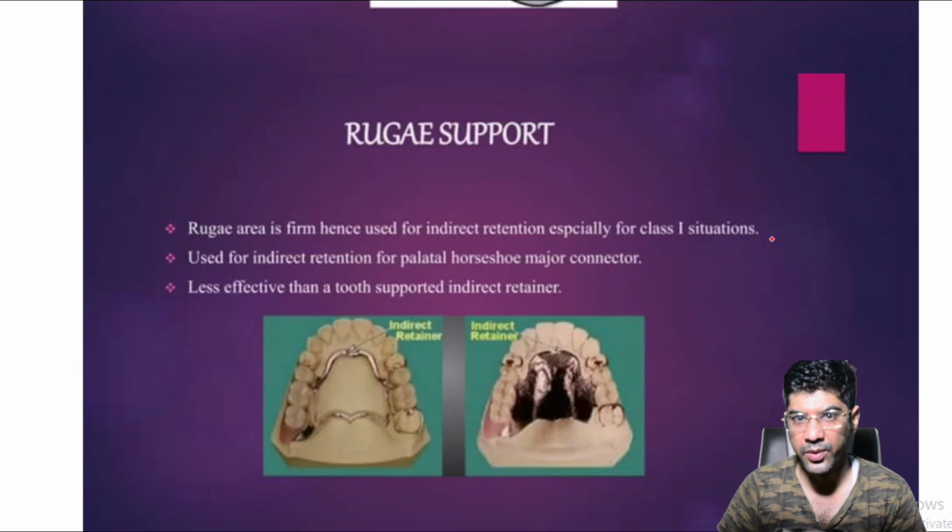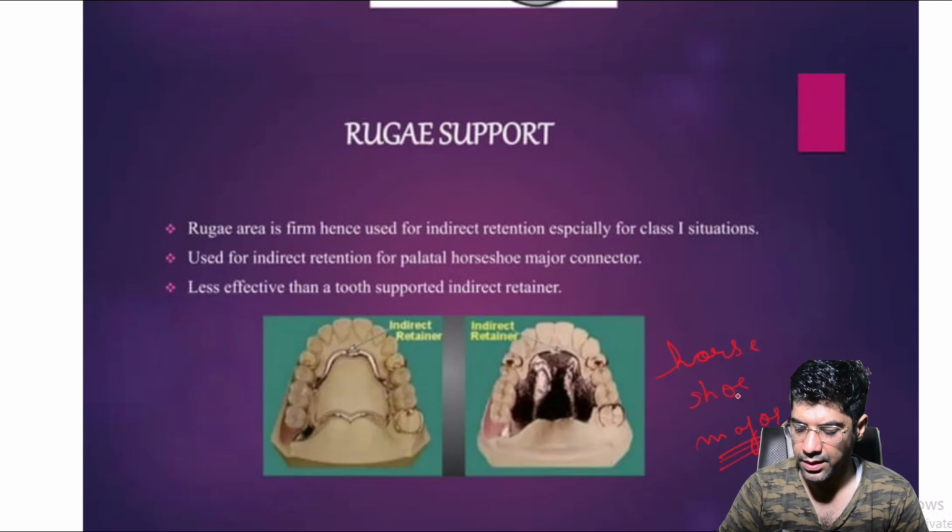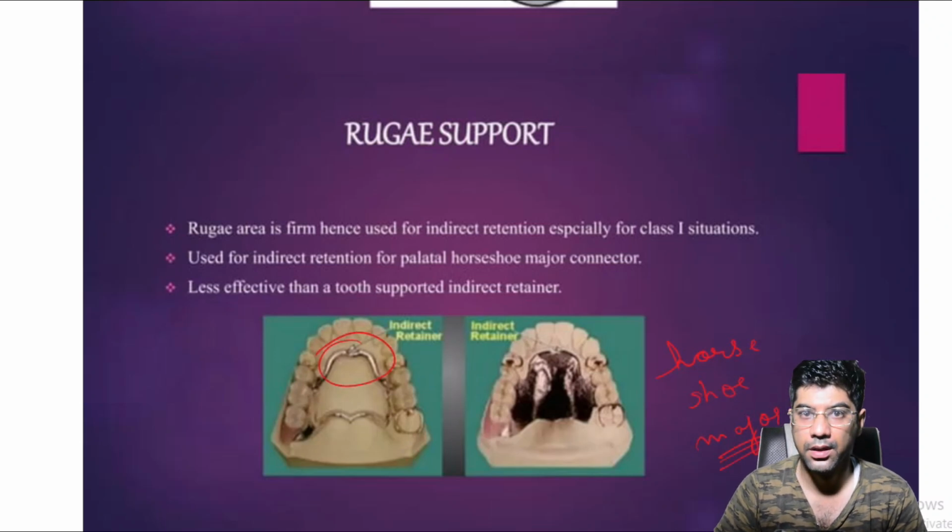Other is the rugae support. The rugae in the palate can also be used for indirect retention, especially when using a palatal horseshoe major connector. So the rugae area, remember this rugae area, it's firm and well placed, making it suitable for providing indirect retention. And it is especially important when the palatal horseshoe shape lacks adequate posterior retention.